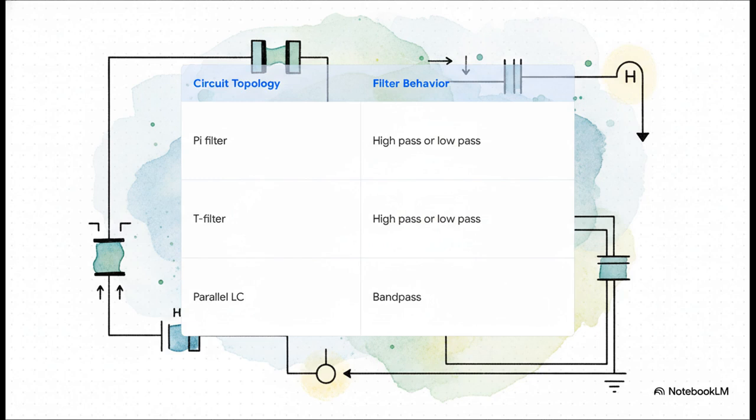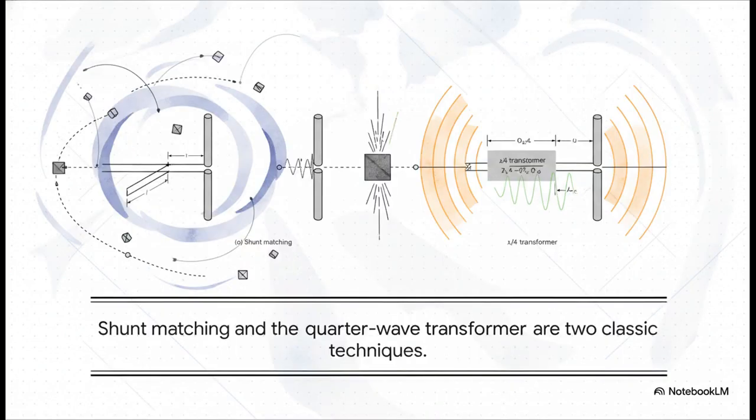The main tools in the kit are called matching networks. You can think of them as little filter circuits, like pi or T filters, and their whole job is to cancel out the mismatch. They basically trick the transmission line into thinking it's connected to a load with the perfect impedance. And this slide shows two classic ways to do just that. On the left, we've got shunt matching, where you add components in parallel to the line. And on the right, you see a quarter-wave transformer, which cleverly uses a specific length of a different transmission line to act as a matchmaker. Both are really fundamental techniques for building these networks.